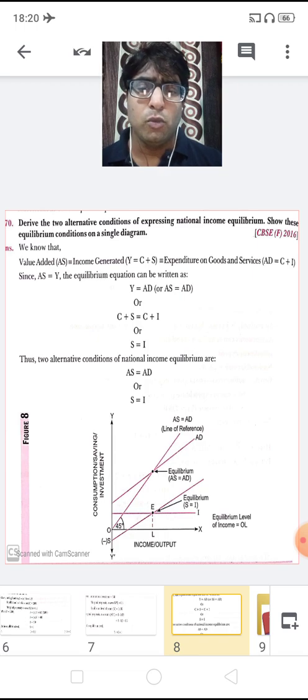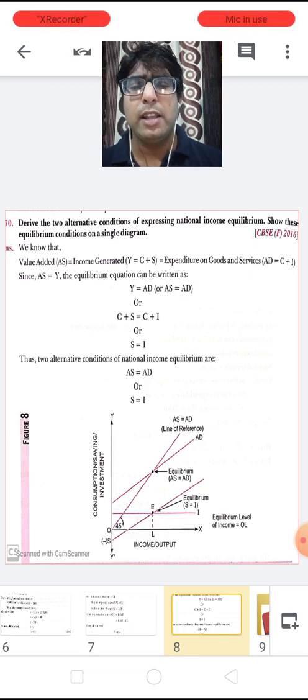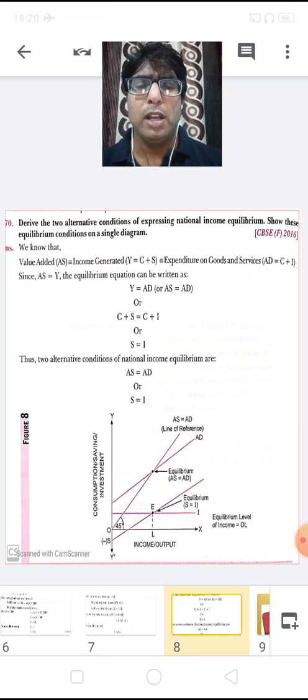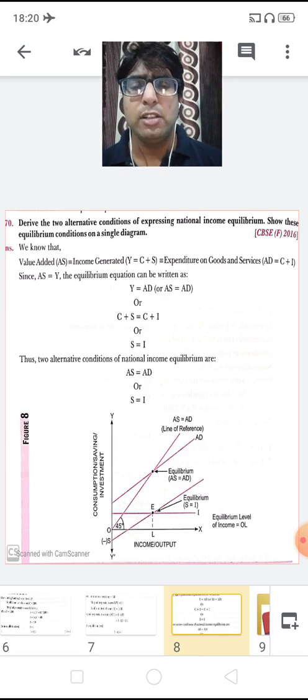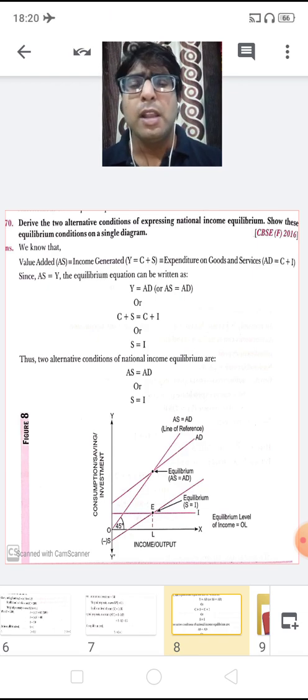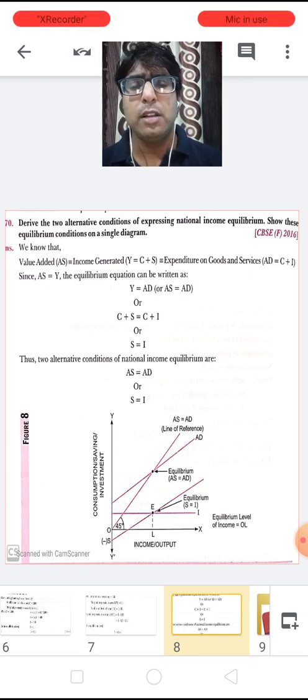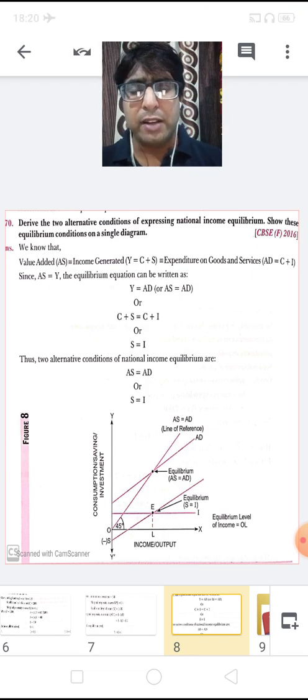Children, one thing is very important to understand here. In an economy, how is the income being generated? As you all know, the income we have generated in an economy is known as the national income, and it is earned as per the factors of production.